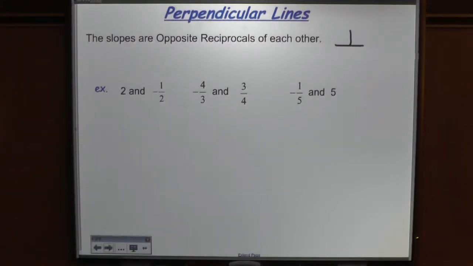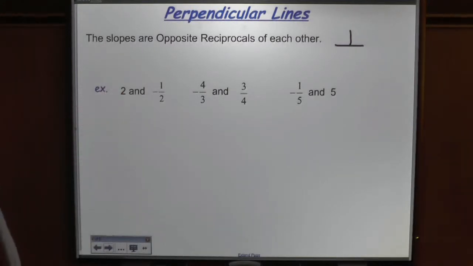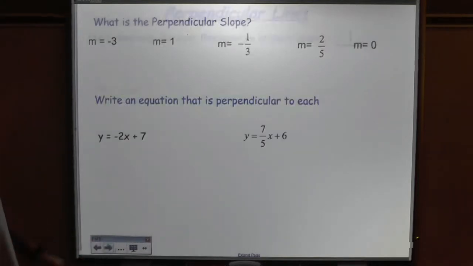What is unique about these is their slopes. Their slopes are something we call opposite reciprocals of each other. The slopes are the only things that really change when we talk about perpendicular lines. You take the opposite sign, and you also take the reciprocal of that number. Right? So the opposite reciprocal. So we're going to explain how we're going to do this.